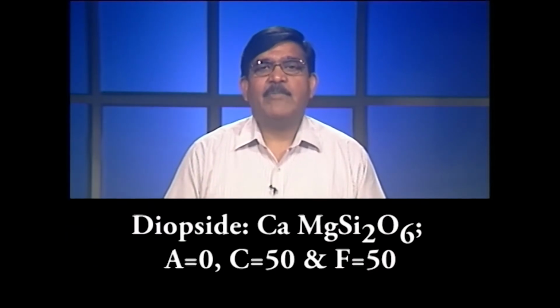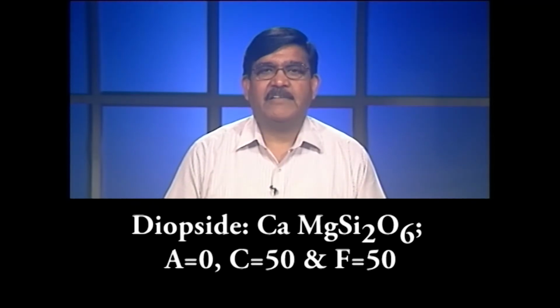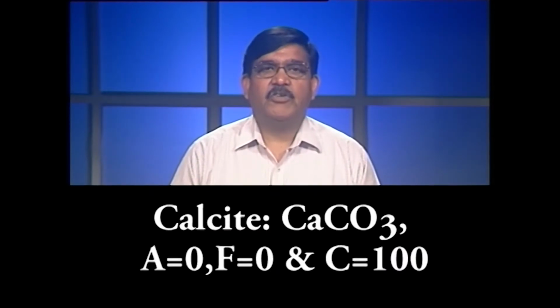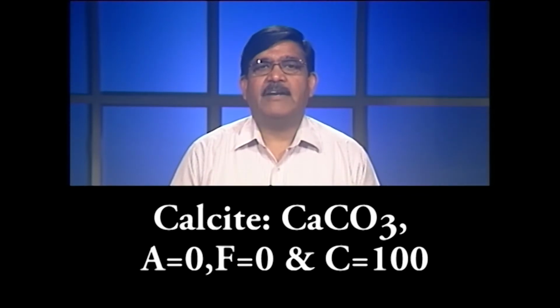Diopside, the chemical formula is calcium magnesium Si2O6. Therefore, the value of A equal to 0, C equal to 50% and F equal to 50%. The calcite chemical formula is CaCO3. The value of A equal to 0, F equal to 0 and therefore, the C equal to 100%.